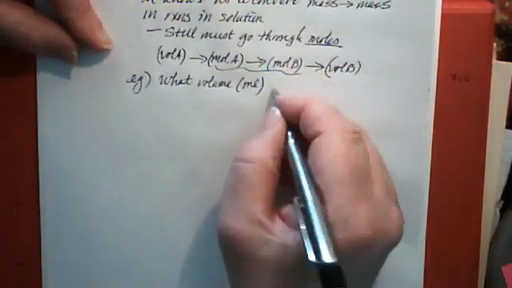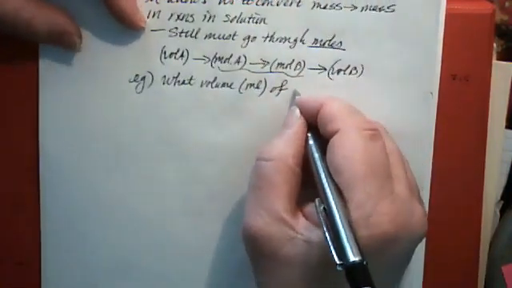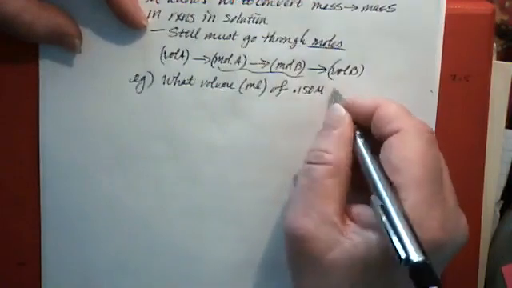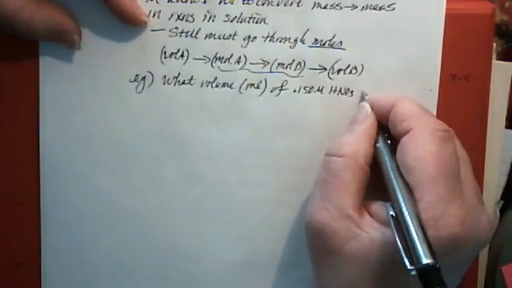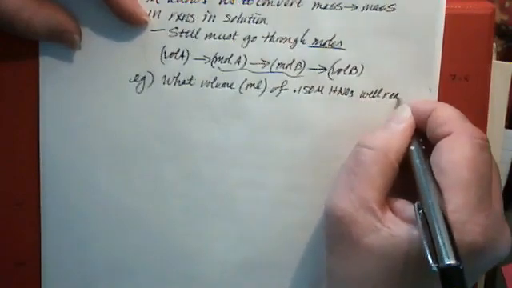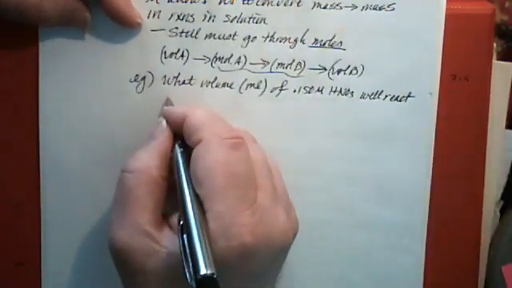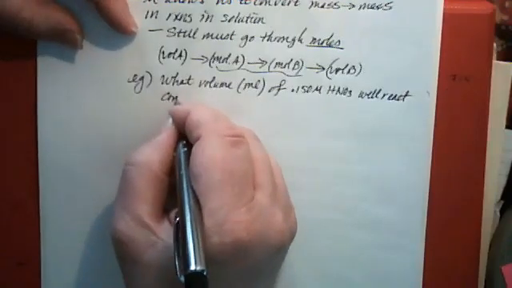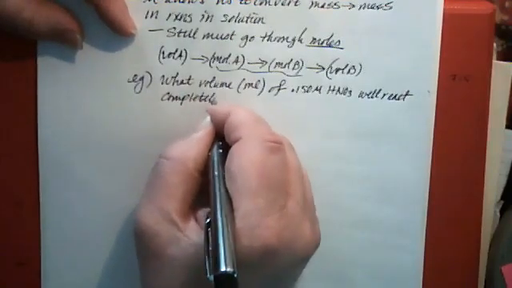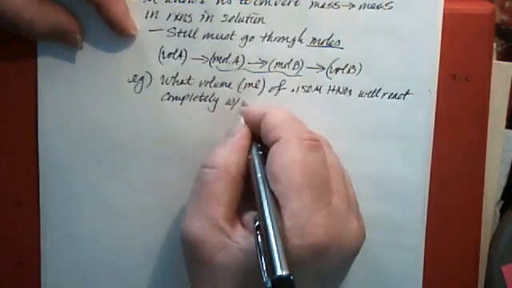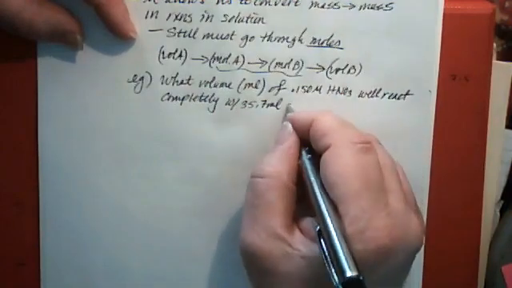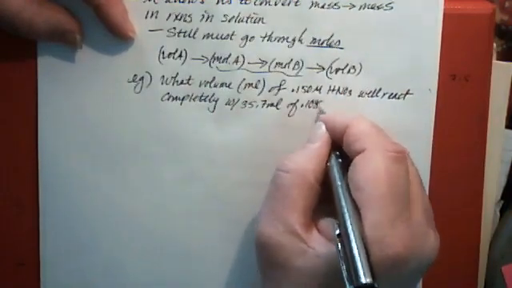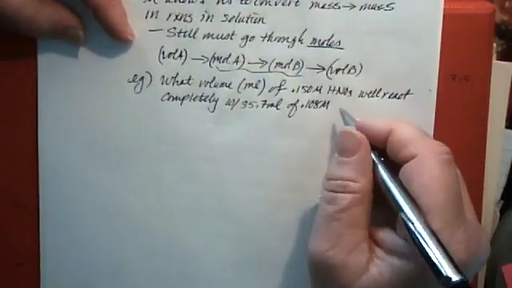So for example, what volume in milliliters of 0.150 molar HNO3, nitric acid, will react completely with 35.7 milliliters of 0.108 molar sodium carbonate?